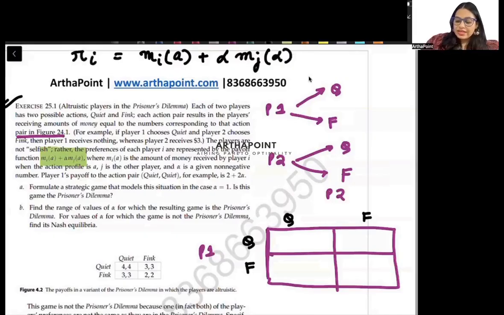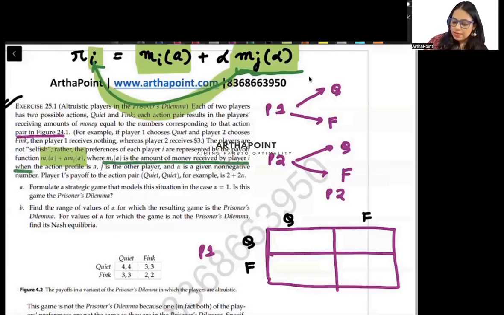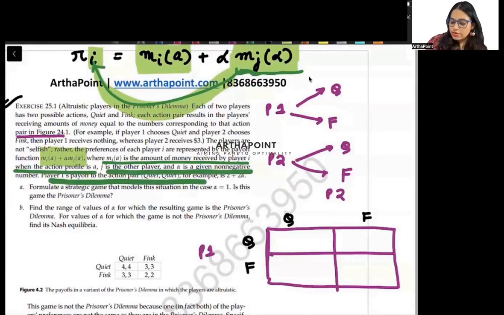So player i is getting payoff from the money he has, but he is also getting utility from the others' benefit. His utility is also increasing from the other's benefit, okay. Where mi is the amount of money received by player i from action profile a and mj is the amount from the other player. So player one's payoff for quiet becomes 2 plus 2 alpha.